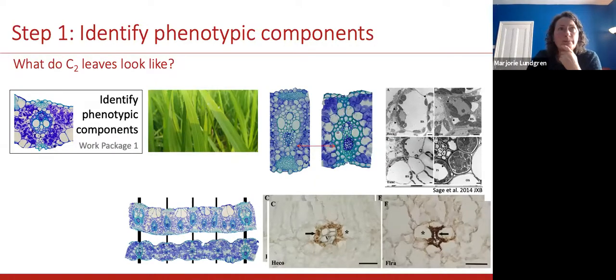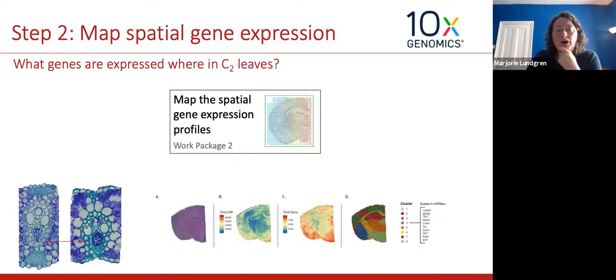The next step is understanding the gene expression profile. So we're going to be using this new fancy technique to map the spatial gene expression profiles of C2 plants. And we will also do it with close C3 and C4 relatives to put it into a larger context. To do this, we'll be using the 10x Genomics Visium platform. And that should tell us exactly which genes are being expressed in which cell types and how that maybe differs across the leaf.